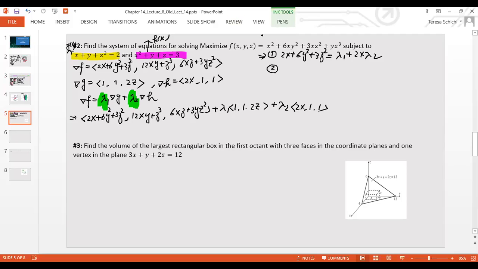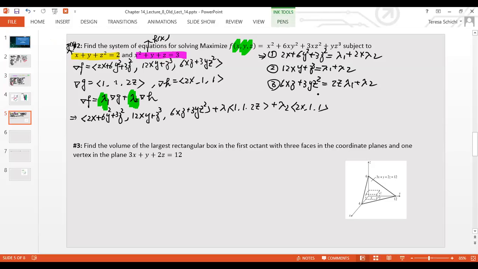Then the second one is 12xy plus z cubed equal to lambda 1 plus lambda 2. Then the third is 6xz plus 3yz squared equal to 2z lambda 1 plus lambda 2. So now let's count how many variables we have. We have lambda 1, lambda 2, that's 2, and then we have x, y, z. So we have 5 variables.